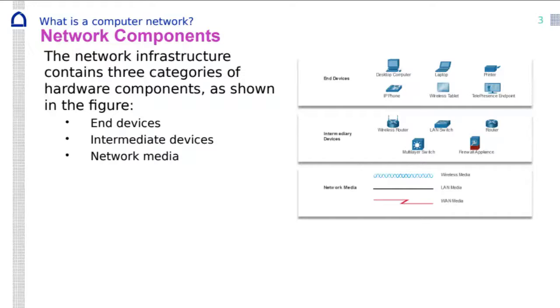Okay, and then we have the intermediate devices. The intermediate devices are a router, wireless router, LAN switch, multi-layer switches, and so on, or a firewall appliance. Firewall is an intermediate device. Okay, if I ask you, like in multiple choice, it is an intermediate device. And then we have the network media, like cable, wireless, fiber optic.